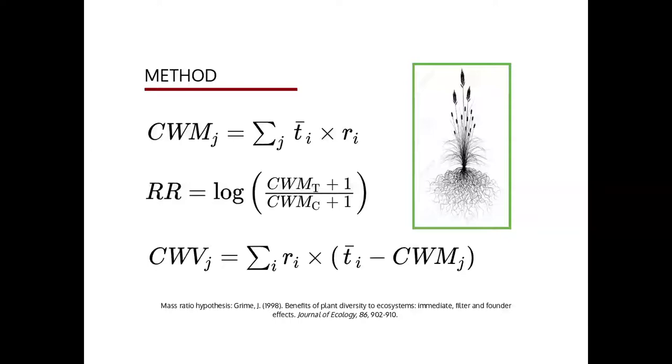So briefly, we've seen this as well today, but one way to look at the impact of a trait community is to look at the community weighted mean, which is the sum of the trait value times its relative abundance summed over the species in a community. And the response ratio that I then used for this data was the log ratio of the community weighted mean of the restored sites over the control, and you add one to make sure you don't have negative values.